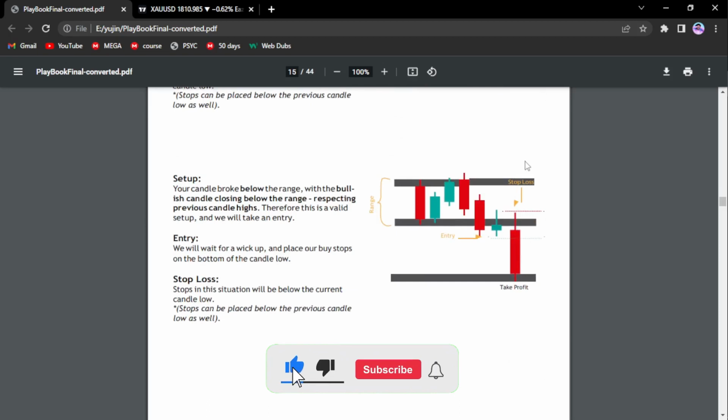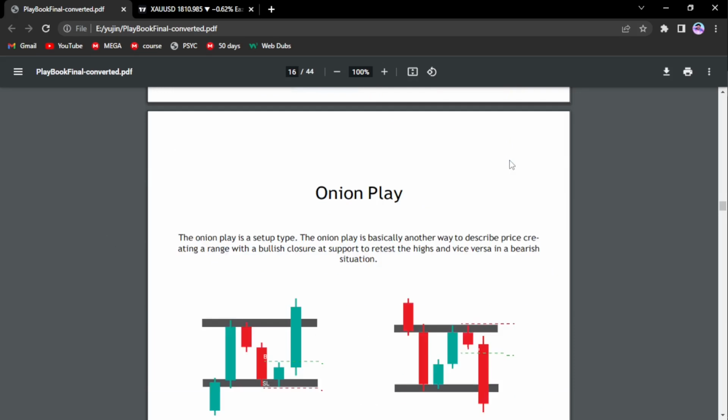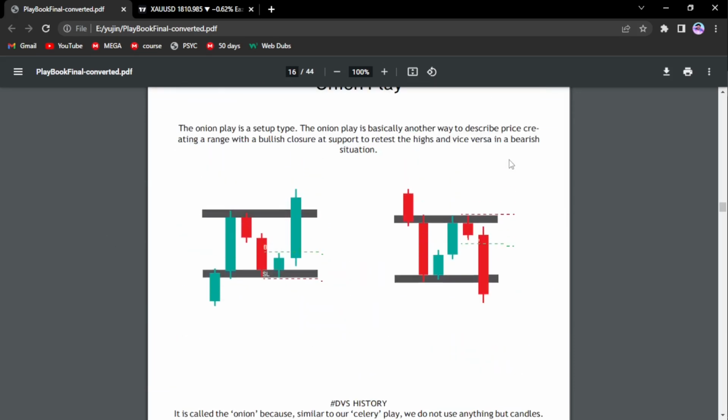Okay, this is the same setup and entry but on a bearish example, so you can pause the video and read through. So this is my best entry.